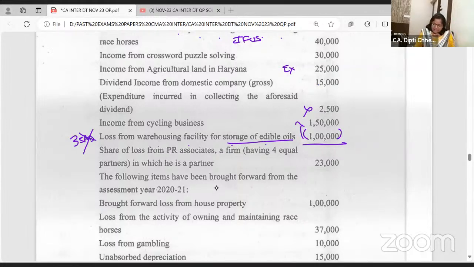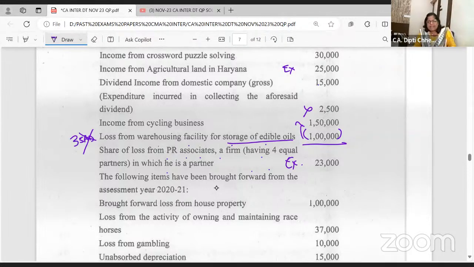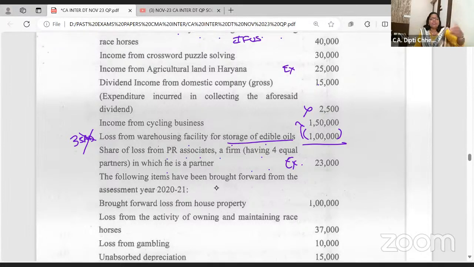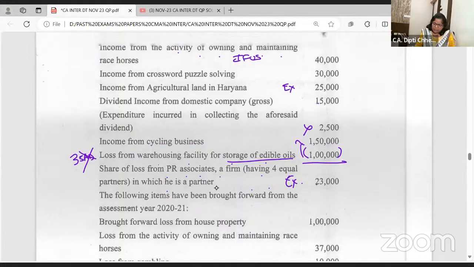Share of loss from the PR partnership firm having equal partners. A partnership firm's income is taxable in the hands of the firm. So in the hands of the partner it is exempt. So the loss is also exempt, isn't it? Partner asks: give me the benefit of that loss in my personal income. No. From the partnership firm, whether you receive income or it's a loss, it's exempt. Okay? So you will have to write a note for that.